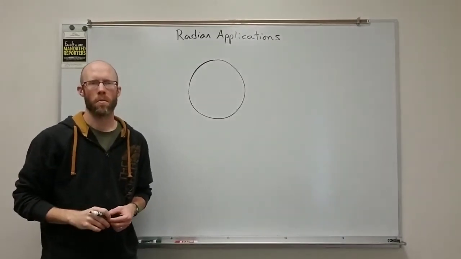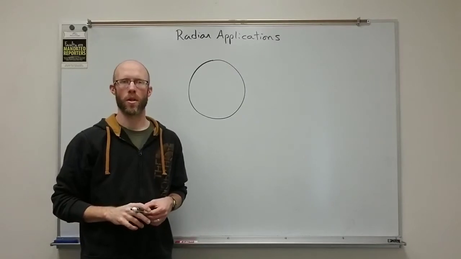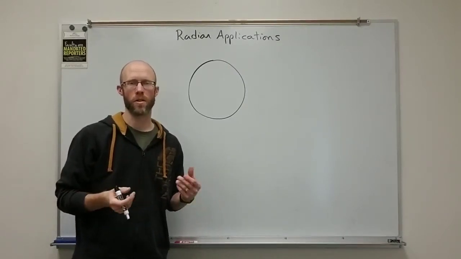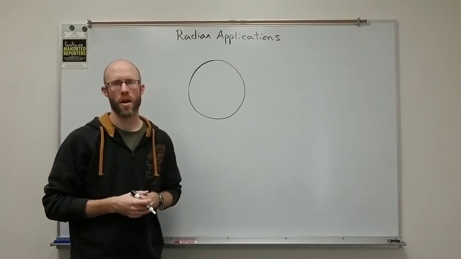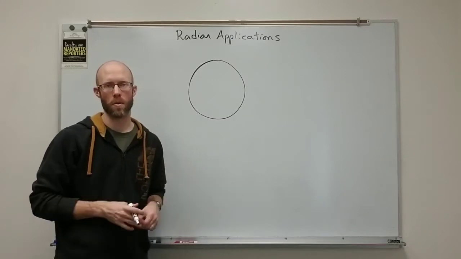So we're going to be talking about applications for radian measurements. Remember we talked about degree minute seconds and radians now as our two different types of units for angles. And now we're going to be applying the idea of radians to show you where it might be useful.